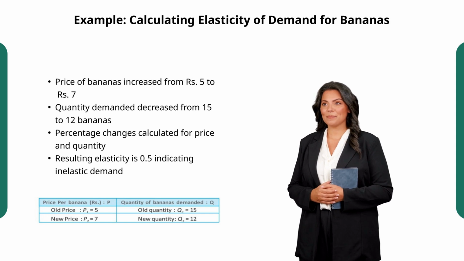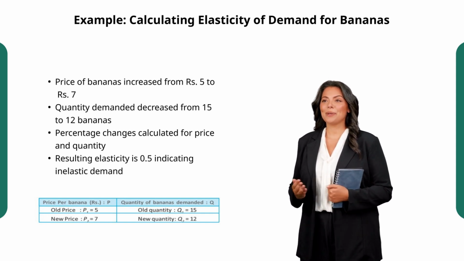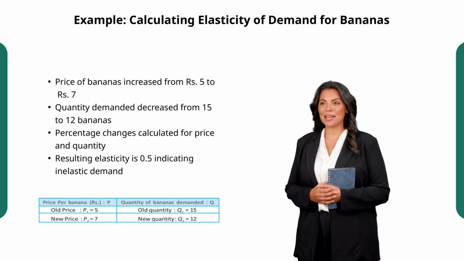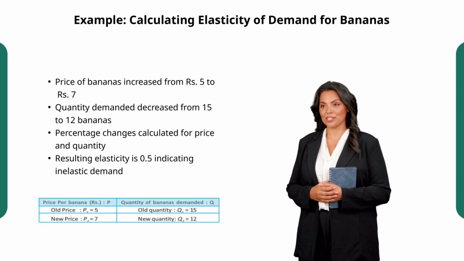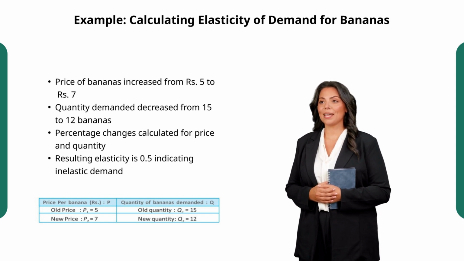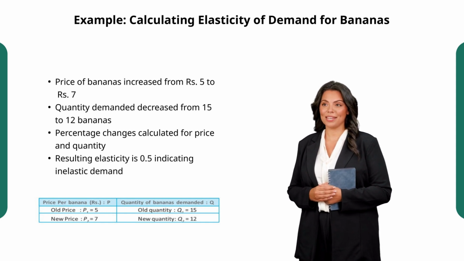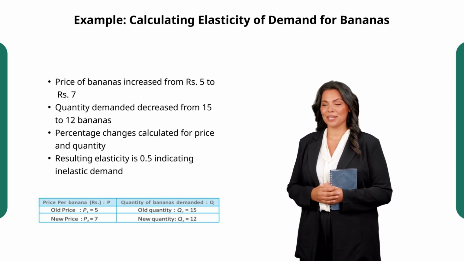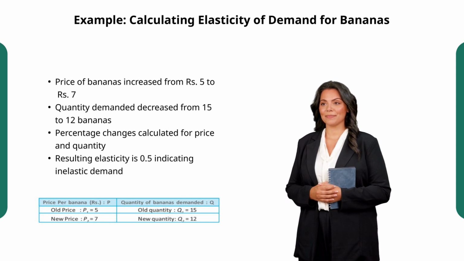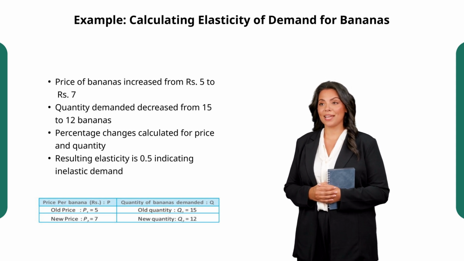Let's put theory into practice with a real example involving bananas, a common fruit many of you enjoy. Suppose you buy 15 bananas when the price is rupees 5 each. Now imagine the price rises to rupees 7 per banana, and you decide to buy only 12 bananas. This situation is illustrated in the table shown on the screen. Table 1.